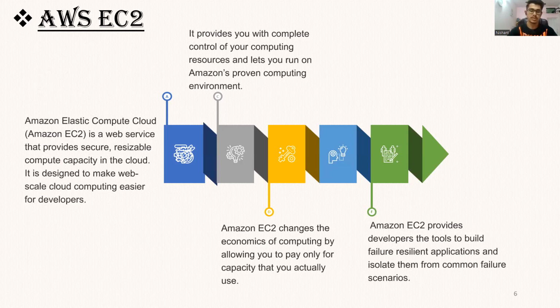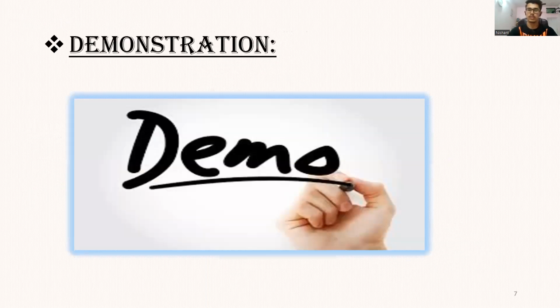Amazon EC2 changes the economics of computing by allowing you to only pay for the resources that you use. Amazon EC2 provides developers the tools to build various web applications and isolate them from common failure scenarios. So now I will show you my demonstration.